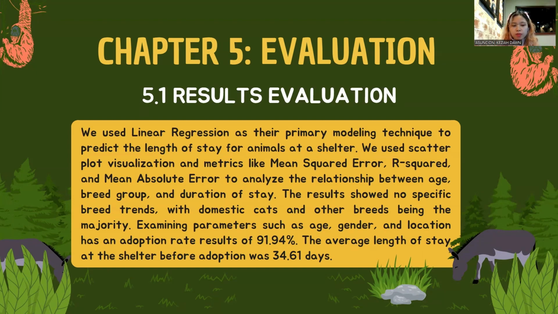The results showed no specific breed trends, with domestic cats and other breeds being the majority. Examining parameters such as age, gender, and location yields an adoption rate of 91.94%. The average length of stay at the shelter before adoption was 34.61 days.